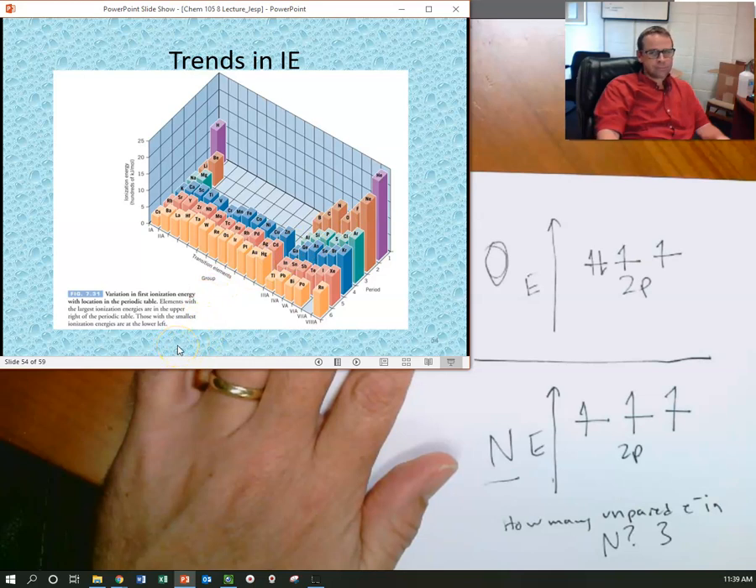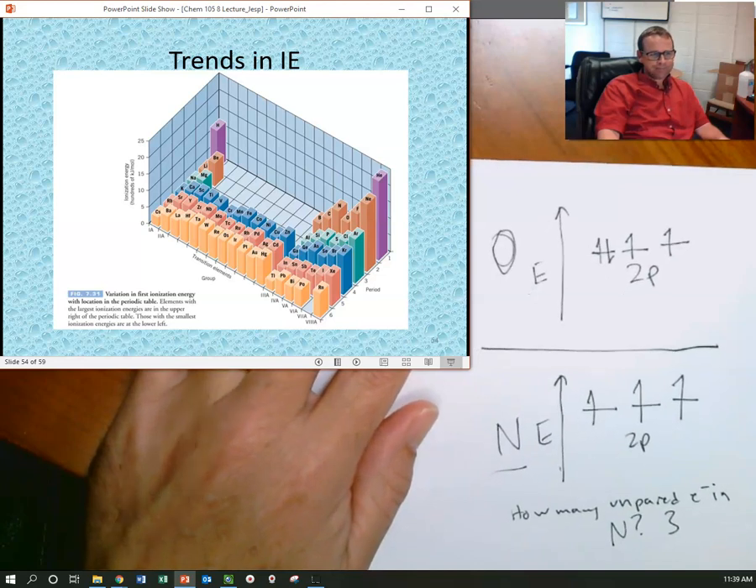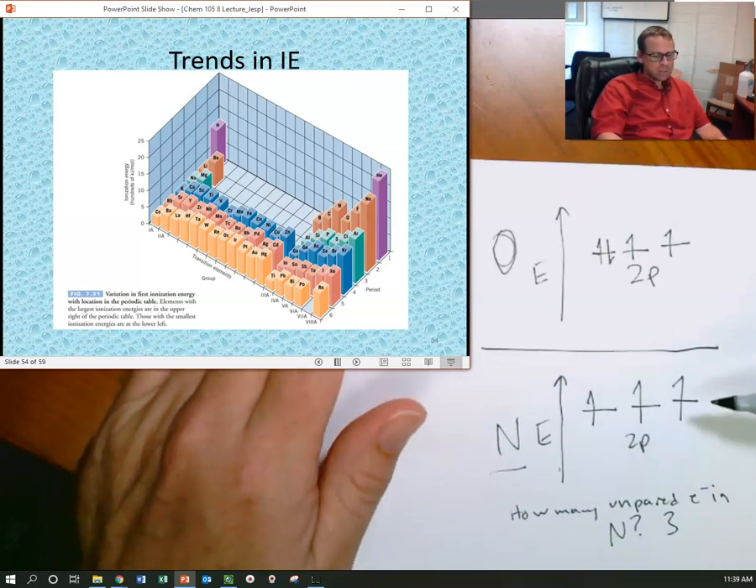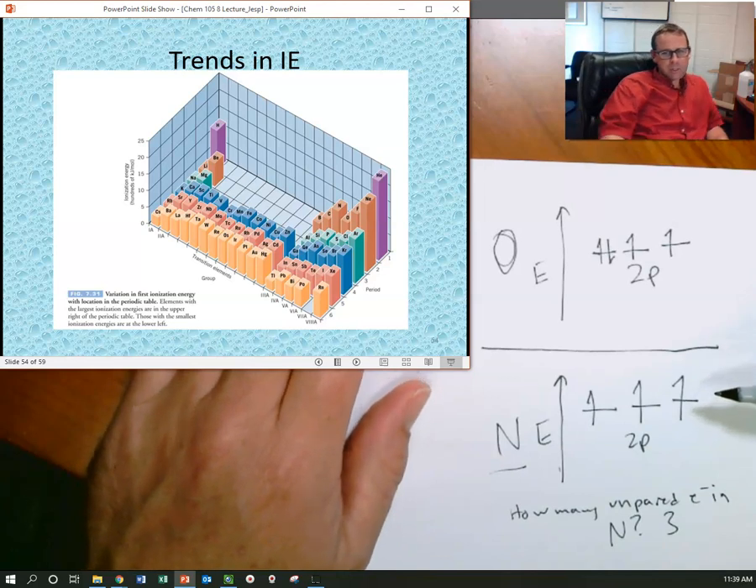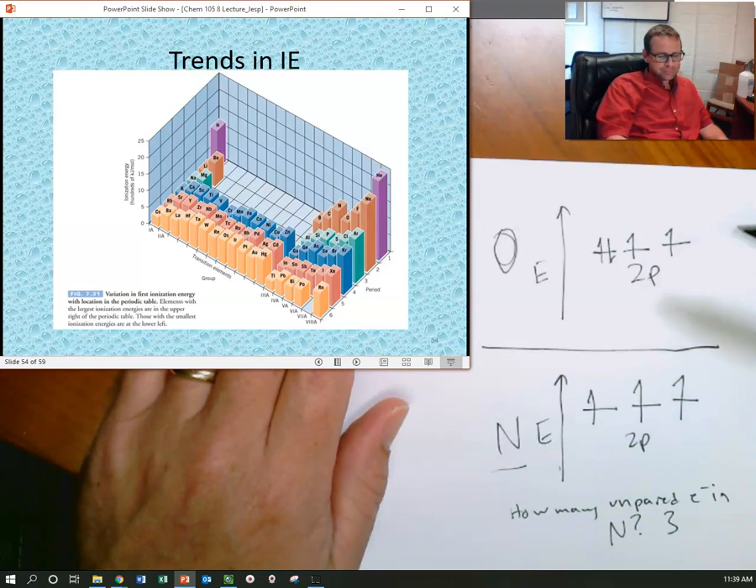The nitrogen is more stable than the oxygen. Yep. Now, why is it? What's our verbiage for explaining why it's more stable? I'm not sure.